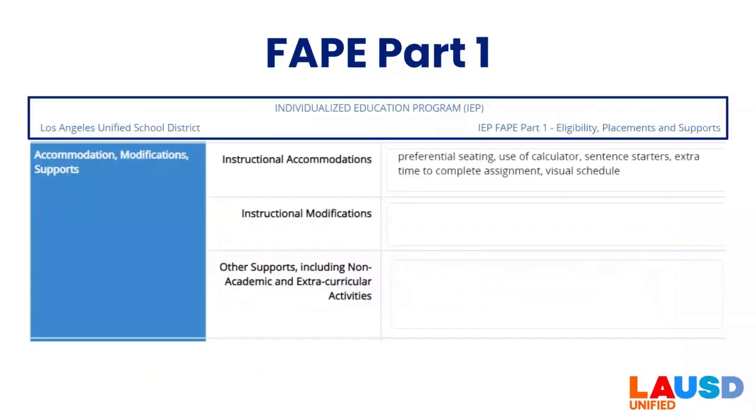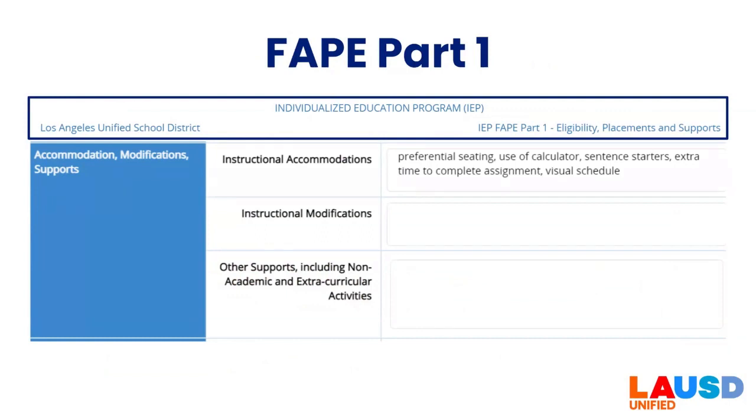Another part of the IEP is called FAPE Part 1. This page can be very helpful when trying to figure out what supports your student needs in reaching their academic goals and grade level standards. FAPE stands for Free and Appropriate Public Education. On this page, the student's accommodations and modifications can be found.